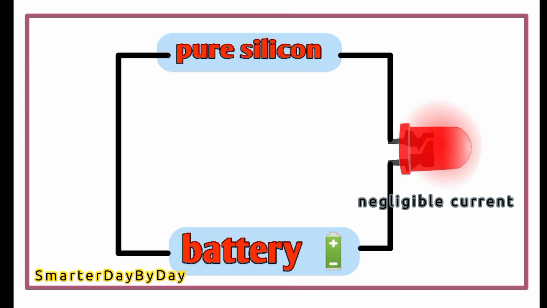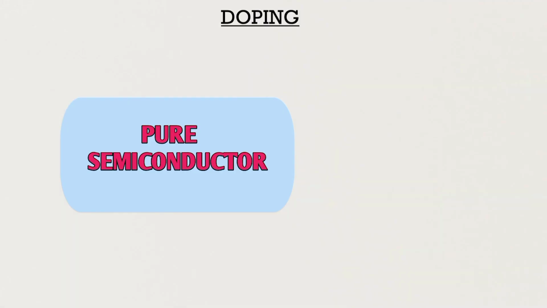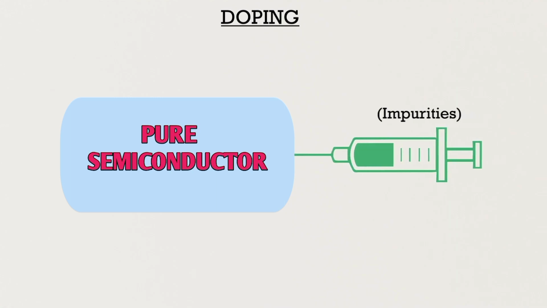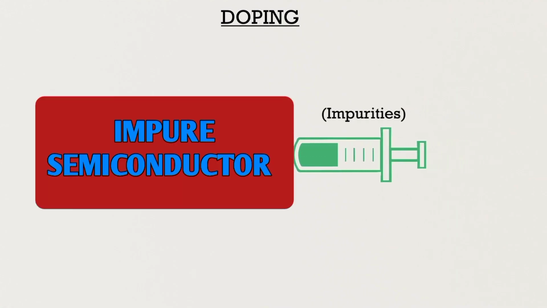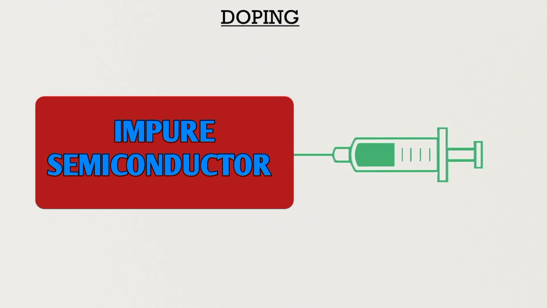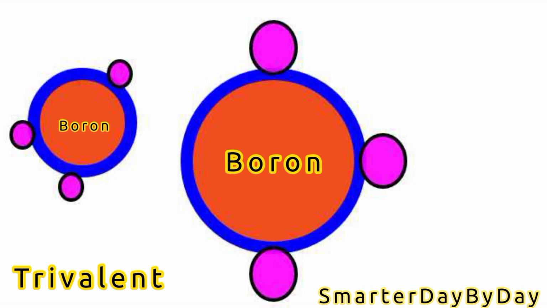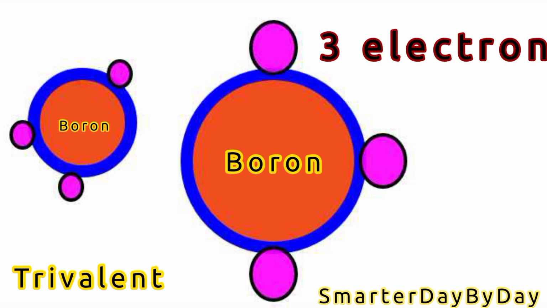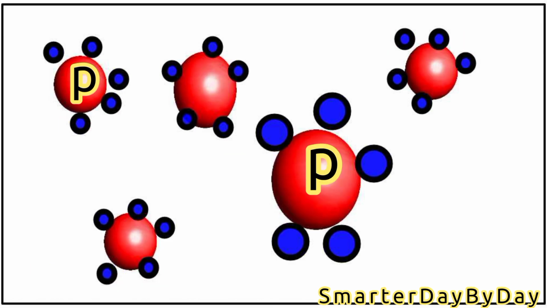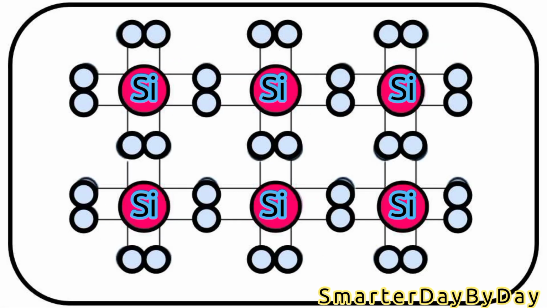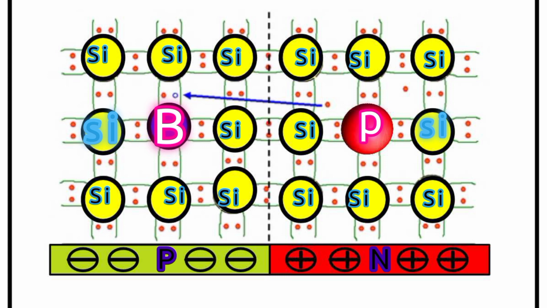Although the conductivity of a semiconductor like silicon can be improved by using a technique known as doping. Doping is the process of adding suitable impurities into the pure semiconductor. Impurities are classified as trivalent and pentavalent. Trivalent impurities like boron have only 3 electrons in their valence shell. On the other hand, pentavalent impurities like phosphorus have 5 electrons in their valence shell. Because of this, when a trivalent impurity is added in pure silicon, a vacant position of an electron known as a hole is left.